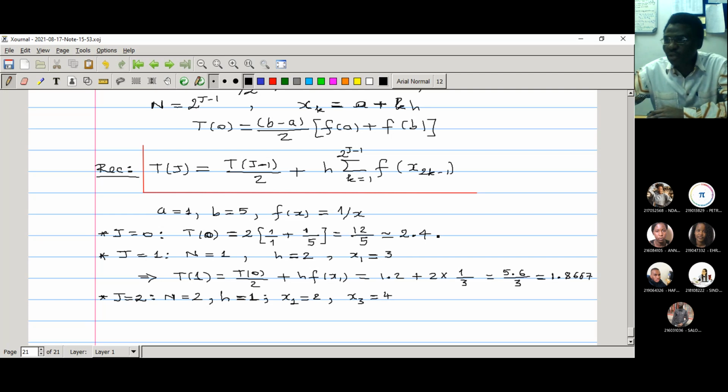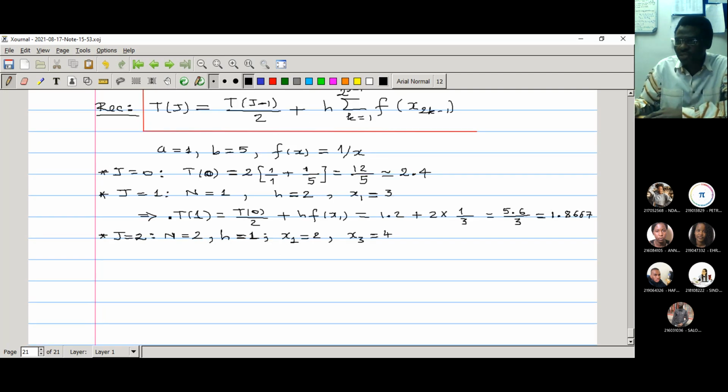It's correct. Okay, so what else do we need? We only need those 2 points, so we quickly substitute. So this implies that T2 is T1 by 2 into H, then we have F x1 plus F x3. Anyway, you will do the substitution. I will not do that.